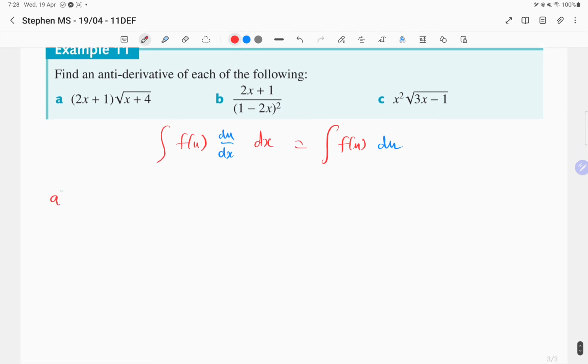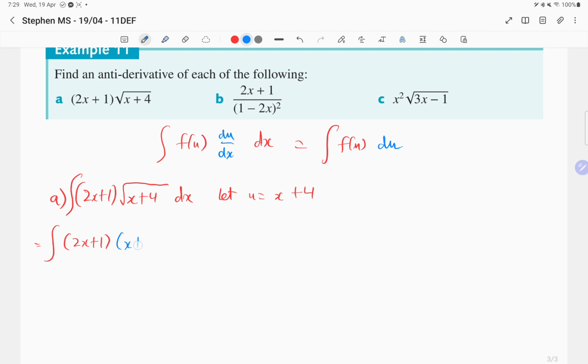Okay, so let's see. Question A: 2x plus 1 times square root of x plus 4. The easiest is to let u equal x plus 4, because remember, this is a more complex equation, and the x plus 4 is the more complex one. So that would be 2x plus 1 and then, I'll write in a different color, x plus 4, everything power half. Power half, that's a bit trippy, right?